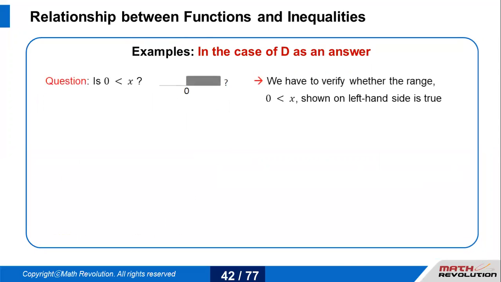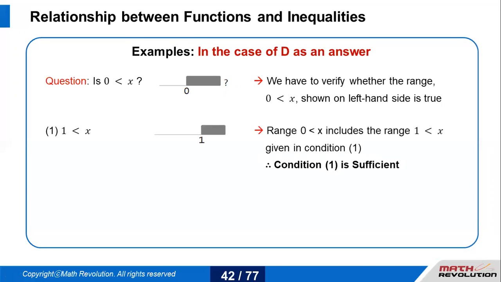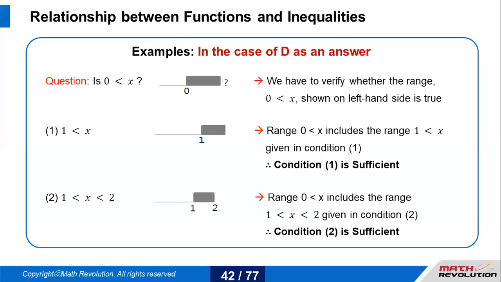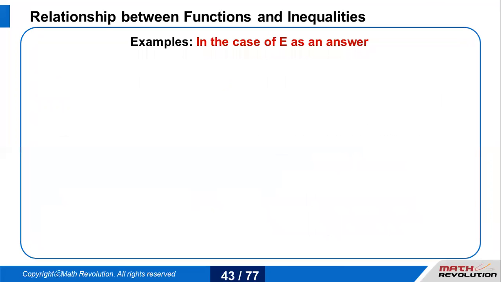In the case of D as an answer, is 0 less than X? The question is still the same. Is 0 less than X? 1 is less than X. So what does that mean? 1 is less than X and 0 is less than X. So that particular condition includes the range 1 is less than X. 1 is less than X, which is less than 2. 1 is less than X is already proved. X is less than 2, that also is included in the given condition. So this would also be the sufficient answer.